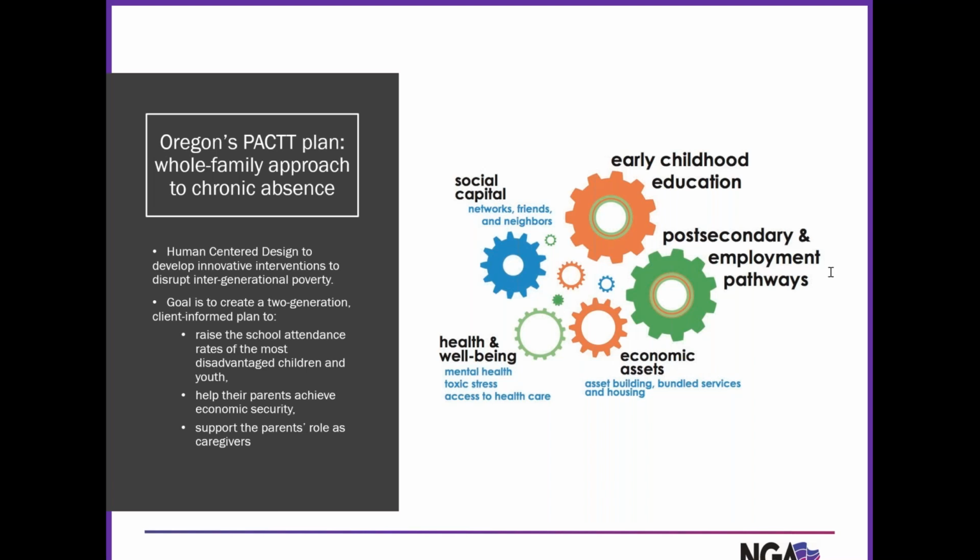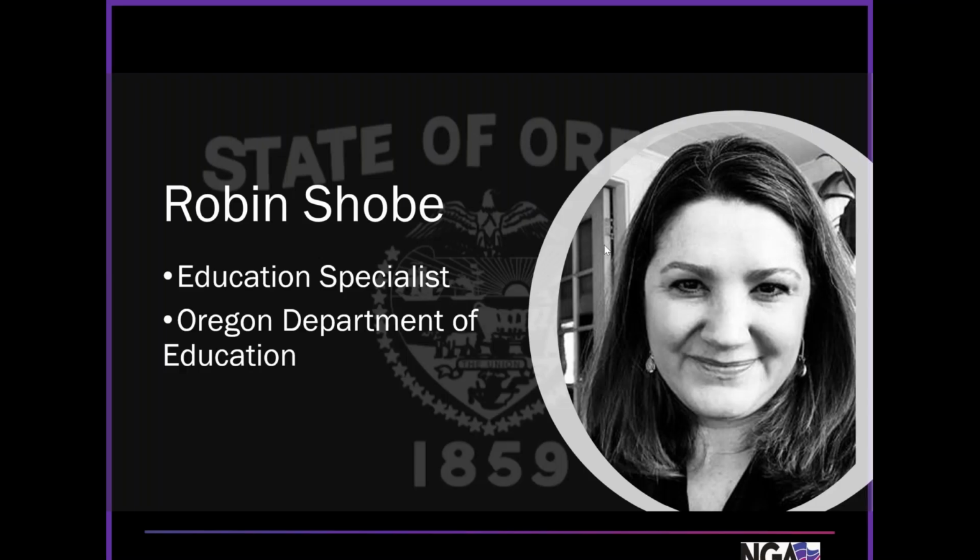So with this, I'm going to introduce our next speaker. I'll be handing the mic over to Robin Shobe, who is a chronic absenteeism specialist in the Oregon Department of Education. Robin has worked with education and community leaders across Oregon and has developed strategic partnerships to work towards changing chronic absence rates statewide. As a chronic absenteeism thought leader in a state that has such a strong emphasis on supporting family well-being and economic mobility, I'm very excited for you all to have the opportunity to learn from Robin about how Oregon is thinking about reducing chronic absence as one of the many components of increasing family well-being statewide. With that, Robin, you're up.